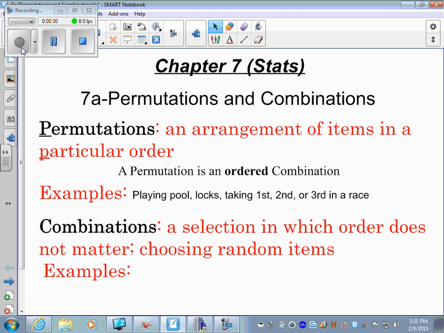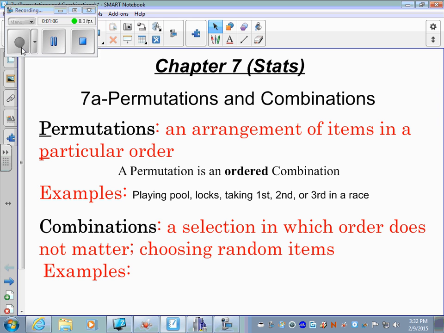Playing pool. Once you make a ball, you can't make it again. Sorry, it's off the table. Specific order. Lock combination. We call it a combination lock, but it's really not a combination lock. It's a permutation lock. The order that you put into the lock matters. If the order that you need to put in is 40, 30, 20, you can't enter it as 20, 30, 40 to open the lock. So this is permutation. Order does matter.